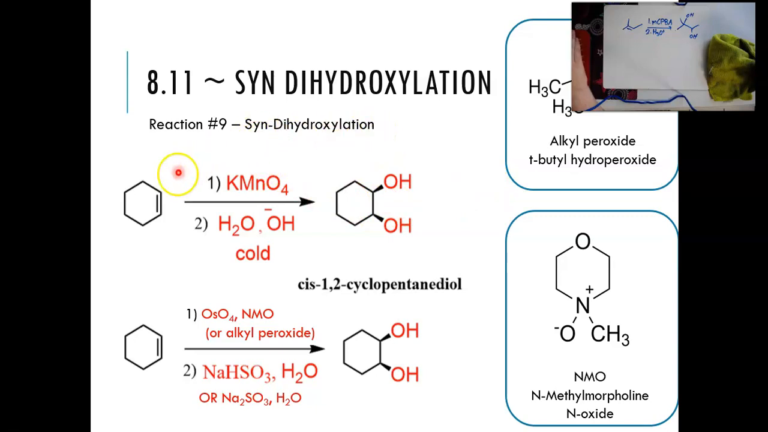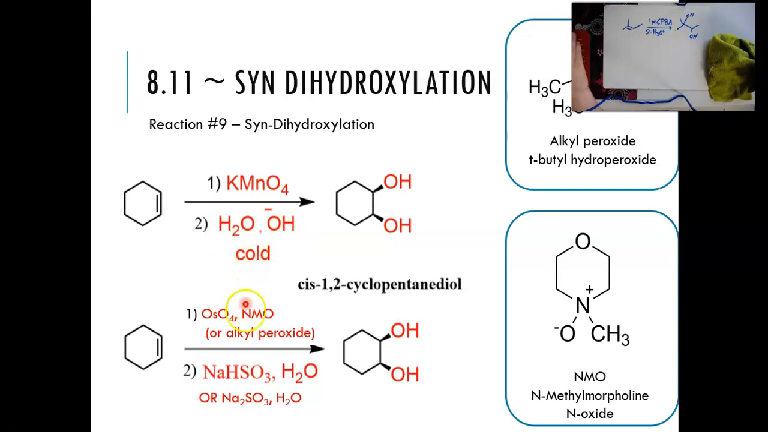So again, we're starting with an alkene, and we're going to add two alcohols, dihydroxyl, but we're going to add them syn to one another. So they're going to both be wedges or both be dashes. There's a couple different ways to do this. The first way is KMnO4, potassium permanganate, with water and hydroxide, cold. So just meaning the temperature needs to be cold.